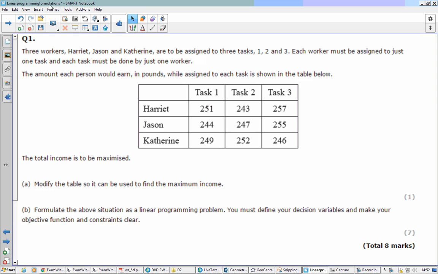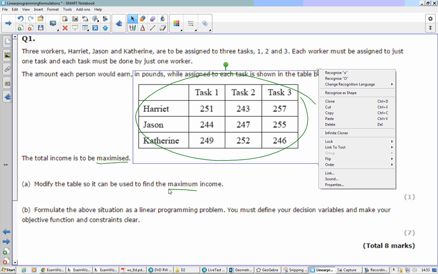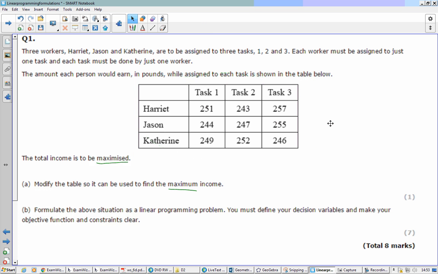We've got a linear programming formulation question, but this time it's for the allocation problem. It's not about the Hungarian algorithm here. However, the first part of the question, where it's talking about maximizing the income, this could appear as a part A of a question, where in part B you went on to use the Hungarian algorithm to solve this problem. However, we're not using the Hungarian algorithm here. We are going to, in part B, basically set it up as a linear programming problem so that the simplex method could be used.